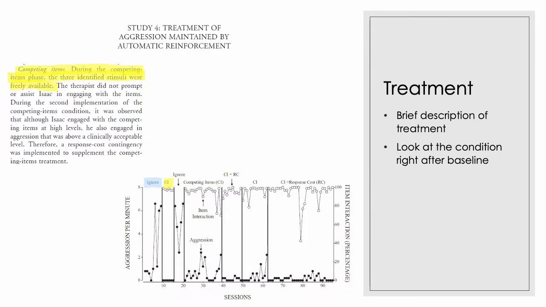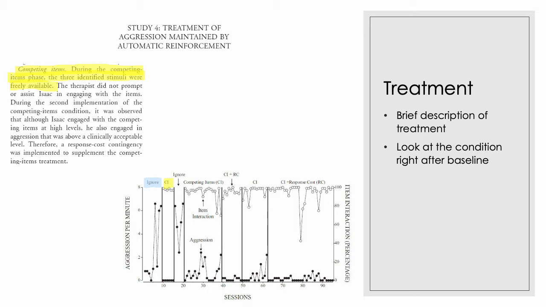Next is the treatment. For the treatment section, your concern is to find a brief description of the treatment recommendation. Here we see that they implemented a competing items treatment. We see that description right here in the yellow. Basically, they provided this participant with access to items that provided similar sensory input as the aggression he was engaging in towards others.